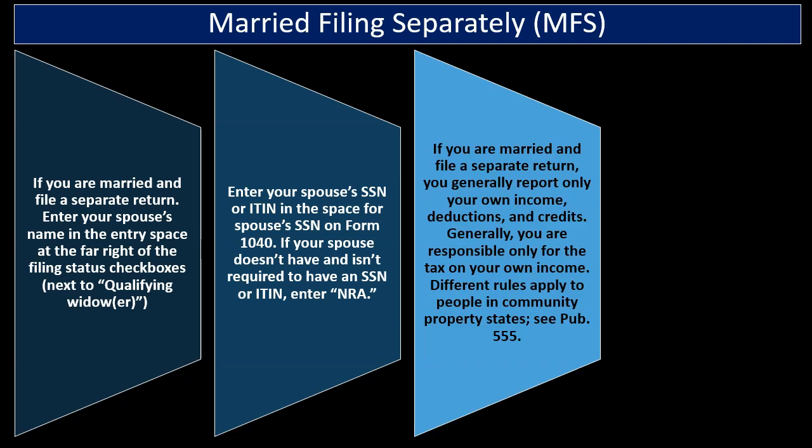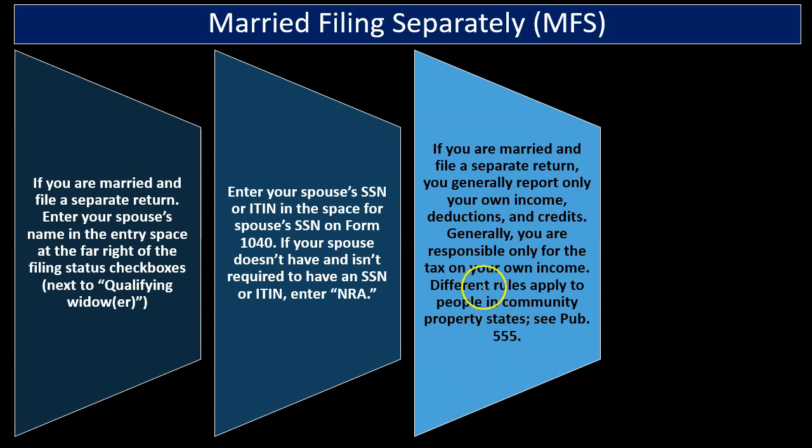If you are married and file a separate return, you generally report only your own income. So it's going to be similar to a single return, but remember, there are some restrictions to it when you have married filing separate, such as deductions and credits may be limited. That's why it's often better to file married filing joint if you have the opportunity.